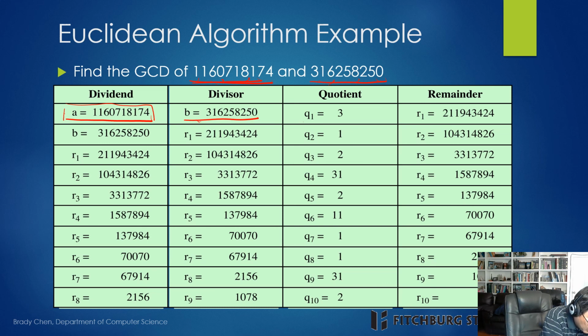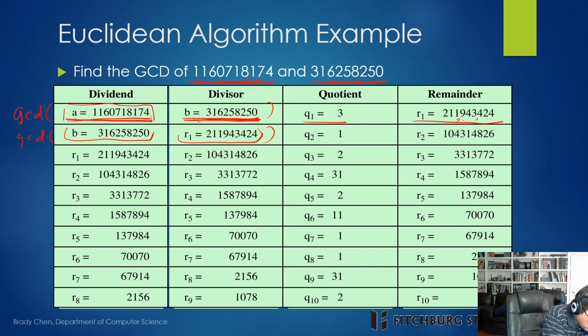So we got a quotient 3 and a remainder. Still a big number, right? But the remainder is smaller than B, and of course it's smaller than A because B is smaller than A. So R1 is smaller than B. Now, to find the greatest common divisor of A and B, we turn this problem into the problem of finding the greatest common divisor of B and R1. So the GCD of A and B becomes the GCD of B and R1.